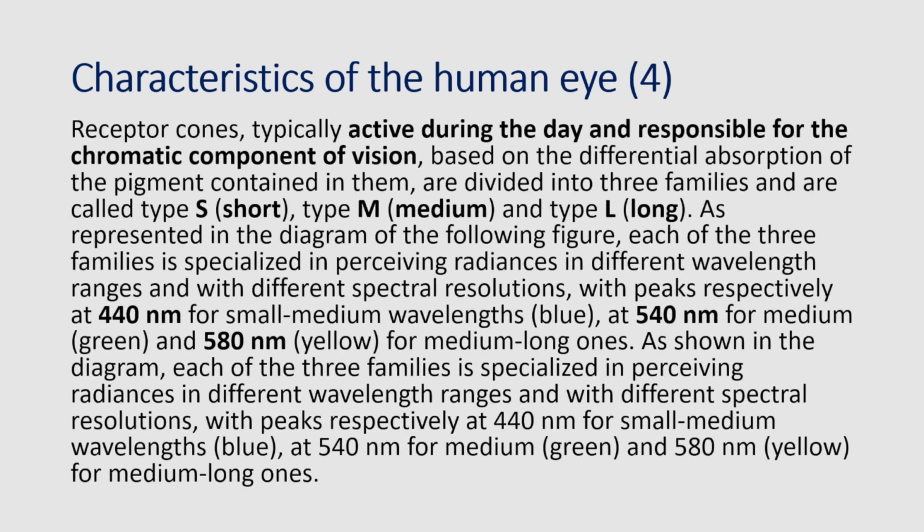Characteristics of the human eye. 4. Receptor cones, typically active during the day and responsible for the chromatic component of vision, based on the differential absorption of the pigment contained in them, are divided into three families and are called type S, short, type M, medium, and type L, long. As represented in the diagram of the following figure, each of the three families is specialized in perceiving radiances in different wavelength ranges and with different spectral resolutions, with peaks respectively at 440 nanometers for small-medium wavelengths, blue, at 540 nanometers for medium, green, and 580 nanometers, yellow, for medium-long ones.